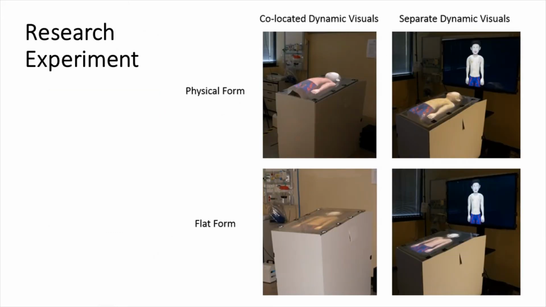This table shows the 4 conditions we used for the experiment using variations of the physical virtual patient bed. The first independent variable is physical formed shell versus flat formed shell. The second independent variable is the location of dynamic visuals being co-located or separate from other cues. I am presently working on analyzing the results.